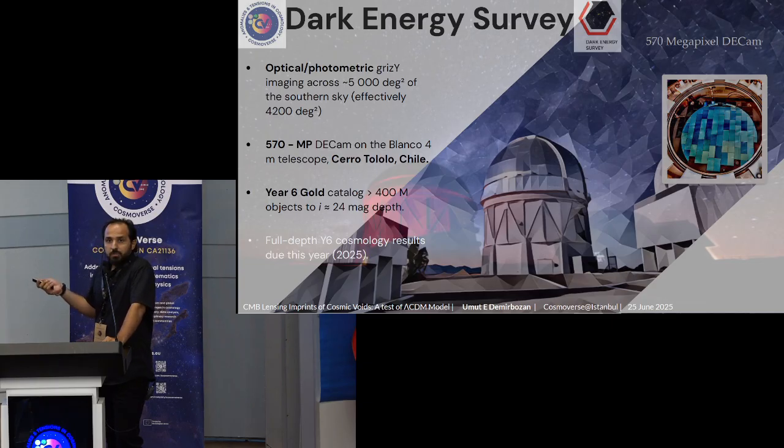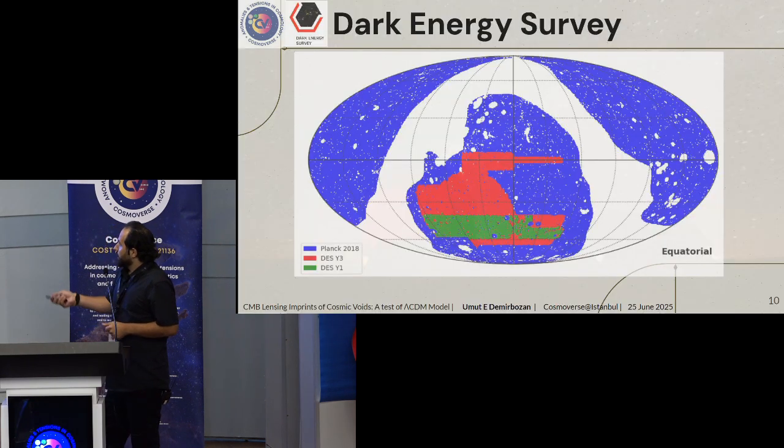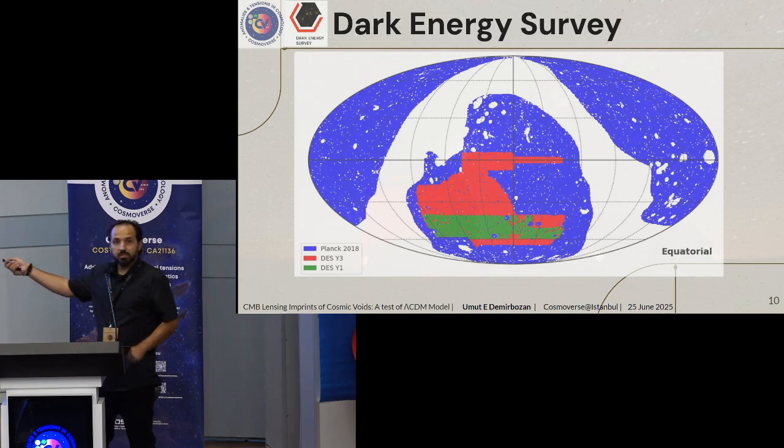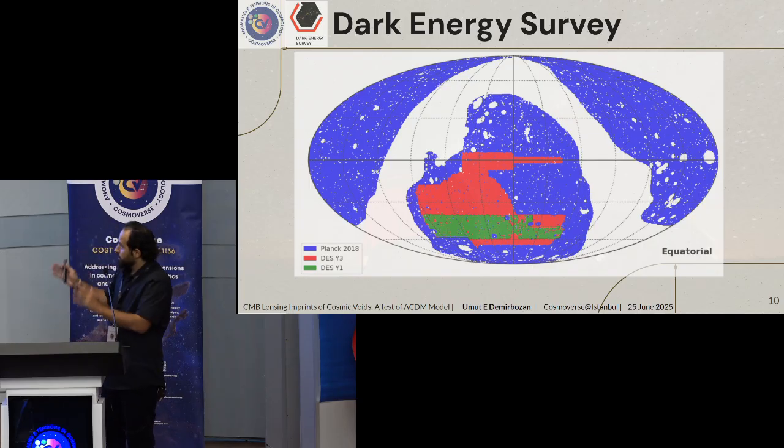So, I'm using a special galaxy sample called Red Magic that has high bias and high clustering from luminous red galaxies. That makes it ideal to probe voids and define voids on them. Here you can see the footprint of the DES in red, and in blue is the Planck 2018 kappa map, so it's the CMB lensing map. There's a large overlap.